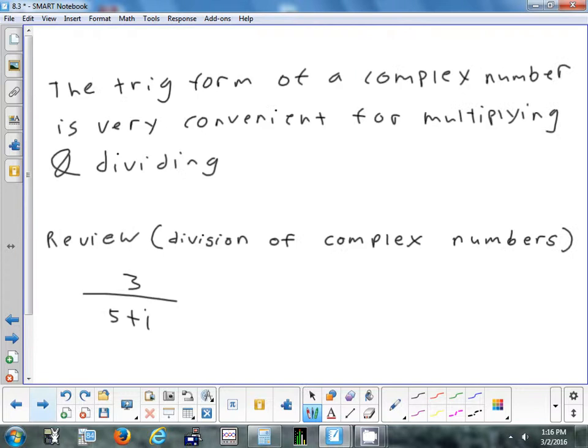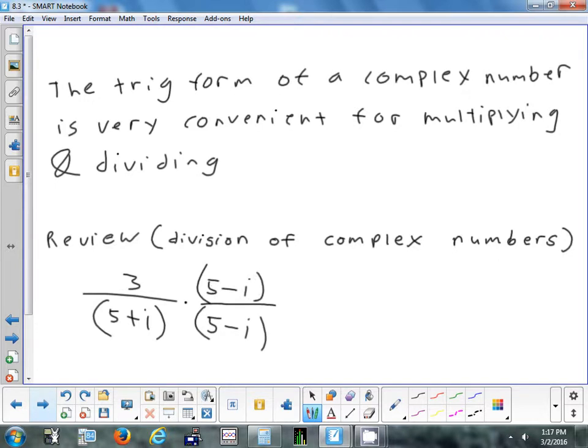All right, so the formulas that I give you for multiplying and dividing, we're going to go through them in a second, but I want to just remind you of the old way we had to multiply and divide, just so you can see how much faster the new way is. Anybody remember what we have to do here to divide complex numbers? We end up changing it to multiplication. And what do we multiply by? 5 minus i. Yep. Do you remember what that's called? The conjugate.